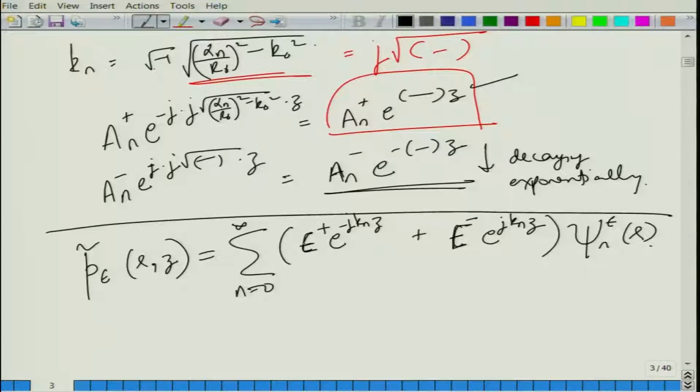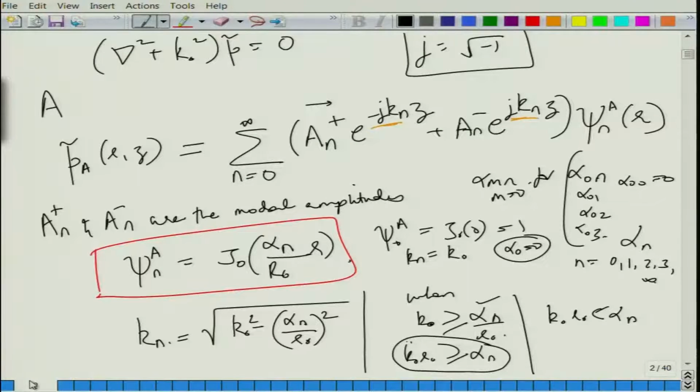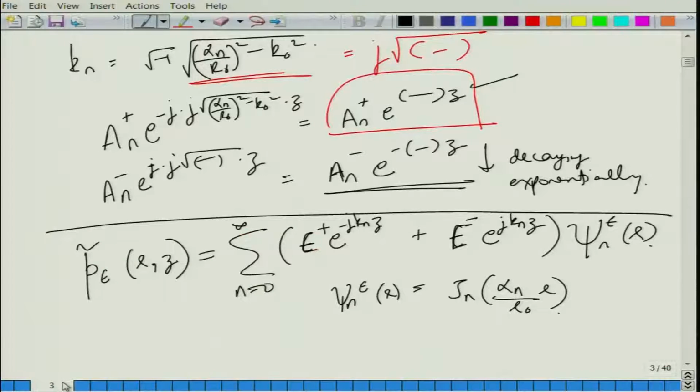Okay. Now, the same things would apply. Xi n E is nothing but alpha n by r naught into r, and actually I guess I made a small mistake here. This is r naught here, I am sorry, and everything else seems to be all right, and this is r naught.